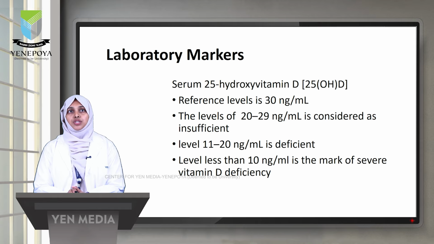Laboratory markers. Mainly it is serum 25 hydroxy vitamin D, and the normal reference level is 30 ng per ml. The level of 20 to 29 ng per ml is considered insufficient, and 11 to 20 ng per ml is deficient. A level less than 10 ng per ml is the mark of severe vitamin D deficiency.